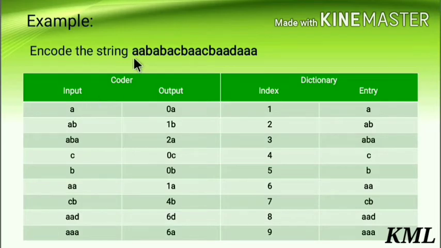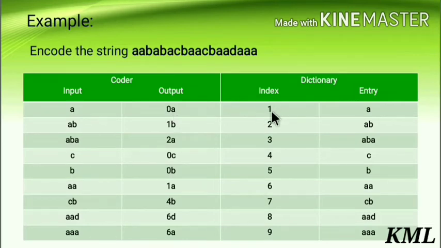So first take the first input letter and check if A is in the dictionary. Initially our dictionary is empty. So A is not in the dictionary and A is encountered for the first time. Whenever a unique input letter is encountered for the first time, you take that and in the output you write a 0 and that letter following that 0. So you get 0A.